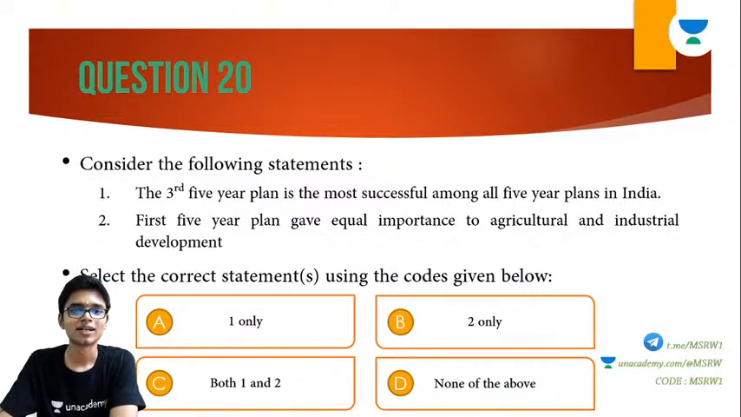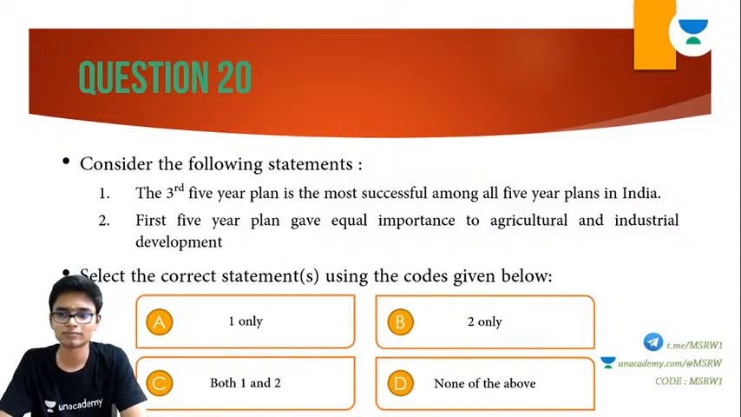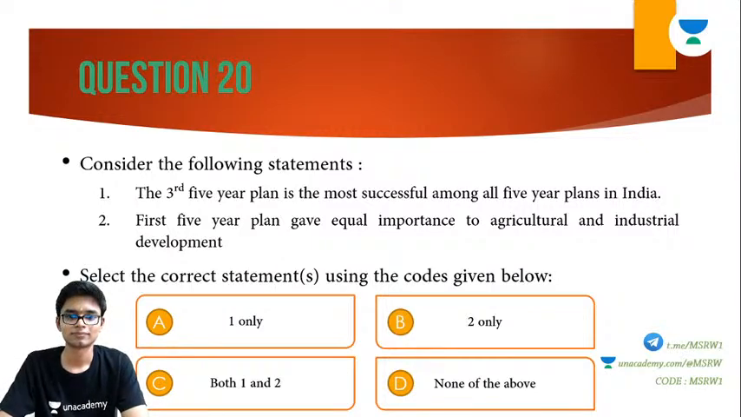Last question from economics. Consider the following statements. One, the third five-year plan is the most successful among all five-year plans in India. Two, first five-year plan gave equal importance to agriculture and industry development. Select the correct answer. Twentieth question. There are only 25 questions. The last 5 questions are from environment.